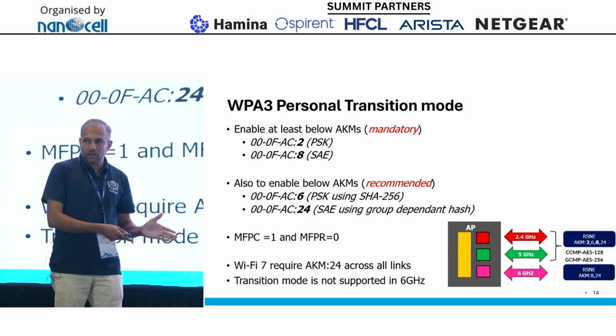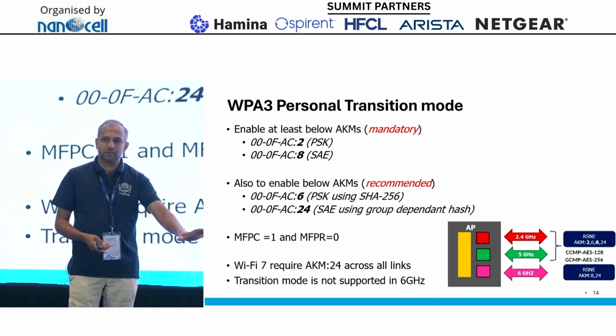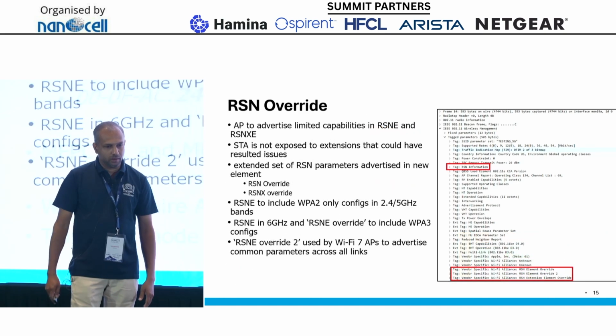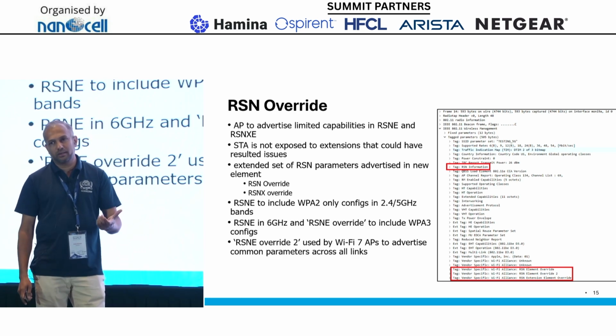But the challenge we talked about is that a small portion of WPA2 clients are not happy with this. They will not connect. Okay? So what is the way around? That's where compatibility mode comes in. Now compatibility mode uses a feature called RSN override.